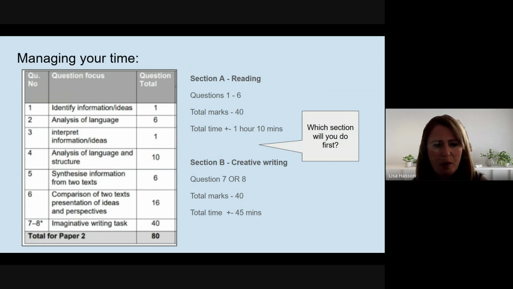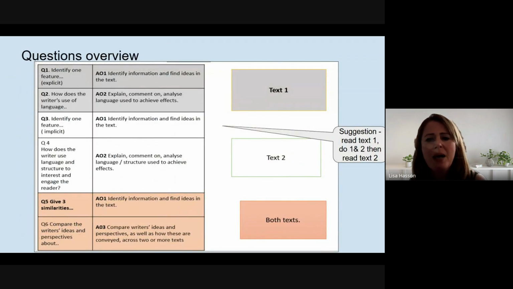You don't want to run out of time and not get round to question 6, for example, as that's worth so many marks. In terms of the breakdown of the paper and what the paper looks like, you have the first 2 questions to do with text 1, the second 2 questions to do with text 2, and then the final 2 questions are your comparison questions. So a suggestion for you here is that you might like to read text 1 and do questions 1 and 2 whilst you've just got text 1 to think about, rather than bombarding your brain with text 2 when you don't quite need it yet. So once you've done the 2 questions for text 1, read text 2 and do the questions on text 2.